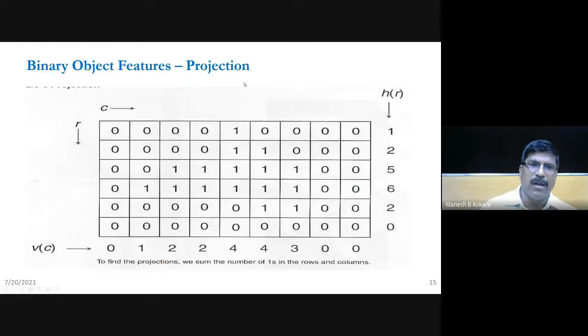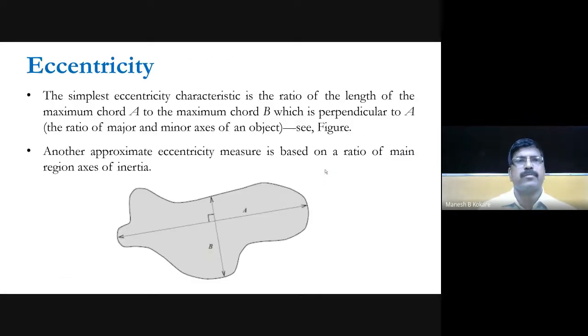This is very simple. You just have to count horizontally how many pixels are there, and vertically how many pixels are there. Vertically it will give you the vertical projection, and horizontally it will give the horizontal projection. So this can be used as a feature, right?